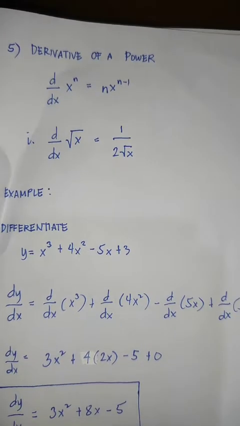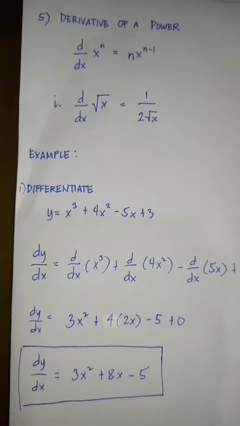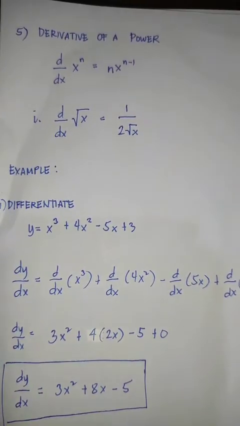Then, next is the derivative of power. So, derivative of x raised to n is equal to n times x raised to n minus 1. So, ibababa mo yung exponent. Kokopyahin mo exponent, magiging siyang coefficient. And then, yung exponent, mag minus 1 ka. Ibig sabihin yan.